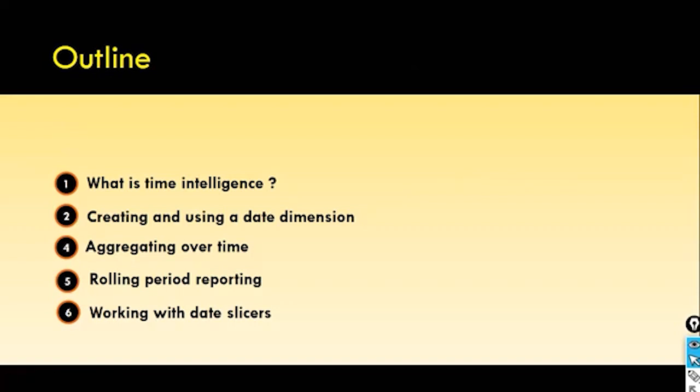Businesses use cumulative time-based calculations like year to date, month to date, quarter to date. These are commonly referred to as YTD, MTD, QTD. In the case of time intelligence, for instance, if your manager asks you, how are our sales compared to the previous year?